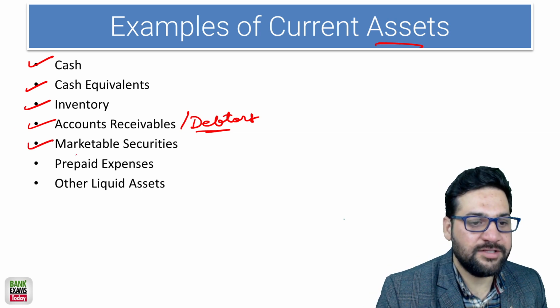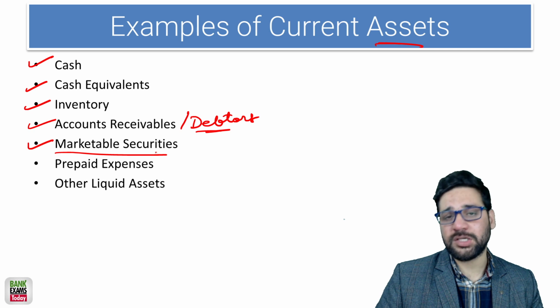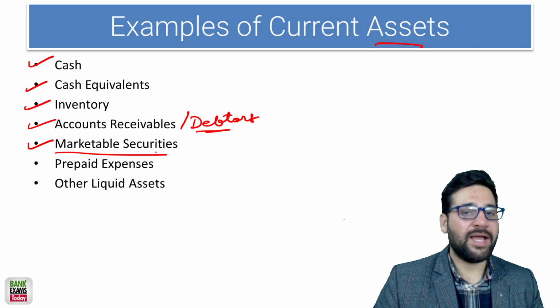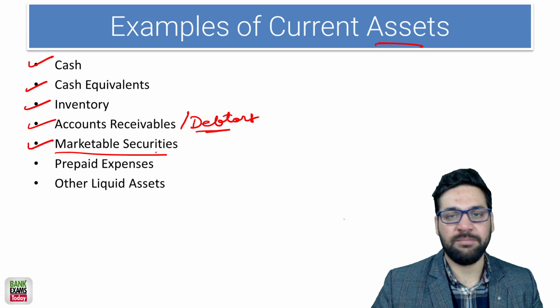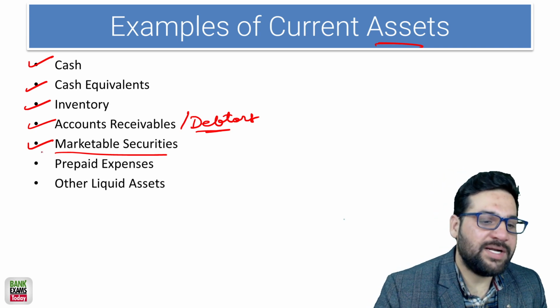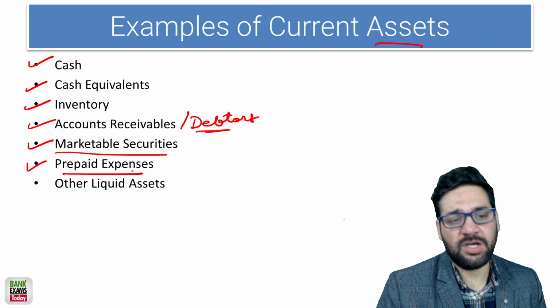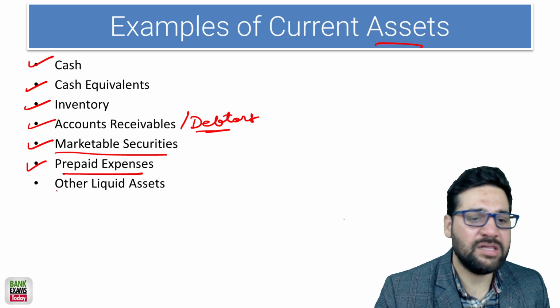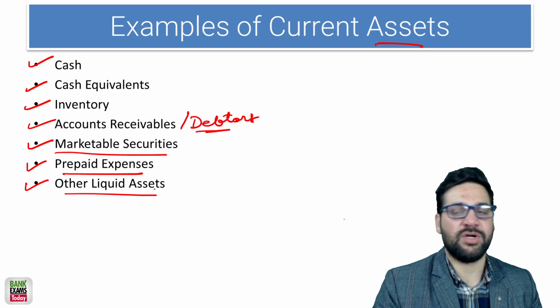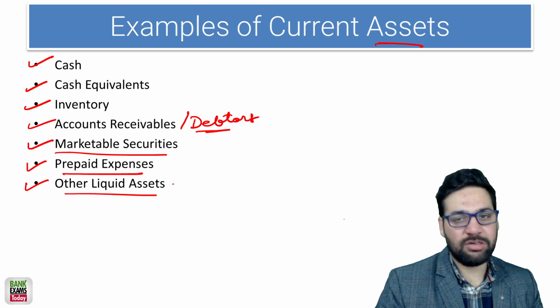Marketable securities. Do you have stocks in your demat account? So you can just encash them tomorrow or a day after tomorrow on any business day, right? So prepaid expenses, the expenses that you have already paid for, that is your current asset. Other liquid assets that can be quickly converted to cash or cash equivalent, all those are current assets.